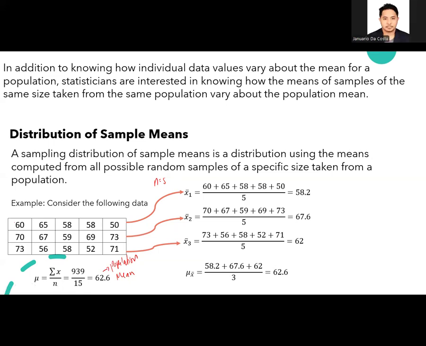So imagine this is just a 15-person population, yeah. The same principle can be applied to a population of millions.